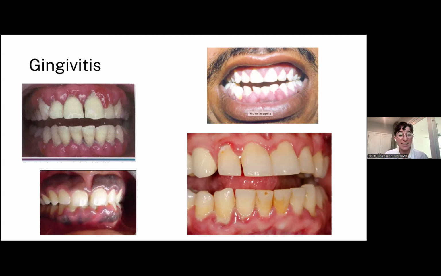You can see that if you touched some of this gingiva, one, it would be very sensitive, and two, it would bleed a lot. This is something that is completely recoverable with treatment. That treatment is really careful and meticulous oral hygiene. Some of this is professional. We would call it oral debridement.